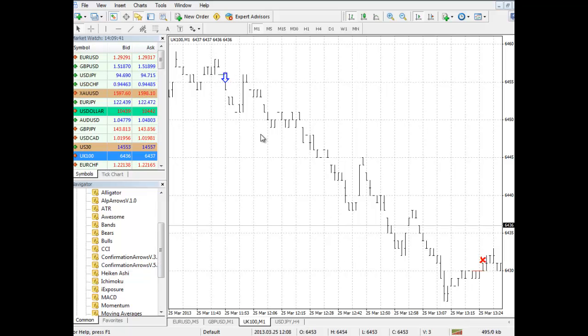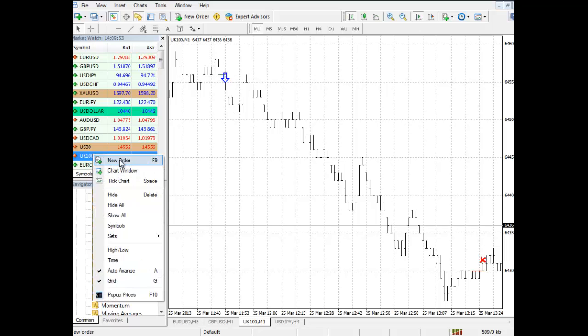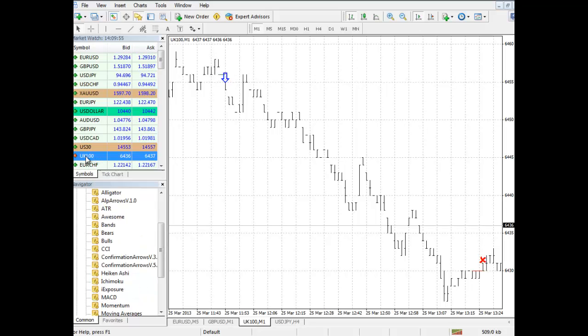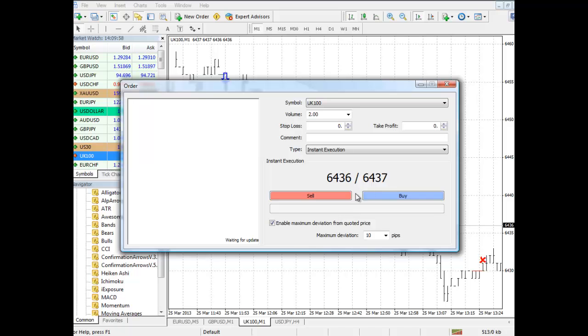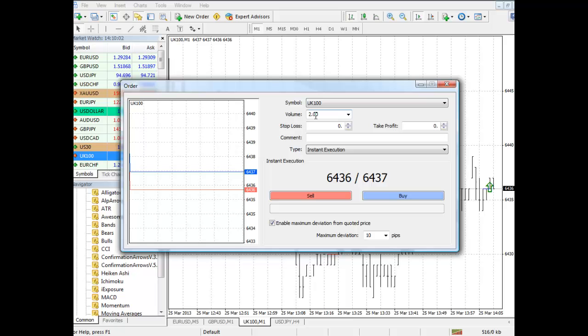So how do I then place a particular order? And how do I know how much to place in an order? Well, to place an order, I can either click on new order, I can double click on UK 100, or I can right click on UK 100 and then click new order. Let's say I just double click on there. Then obviously you can see the 1 point difference. You can see volume, how many contracts. We'll have to work that out in a second.